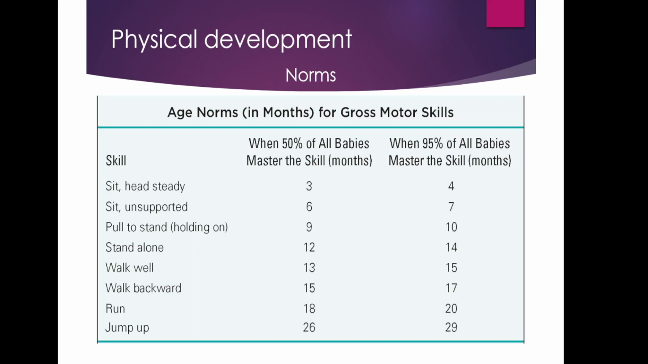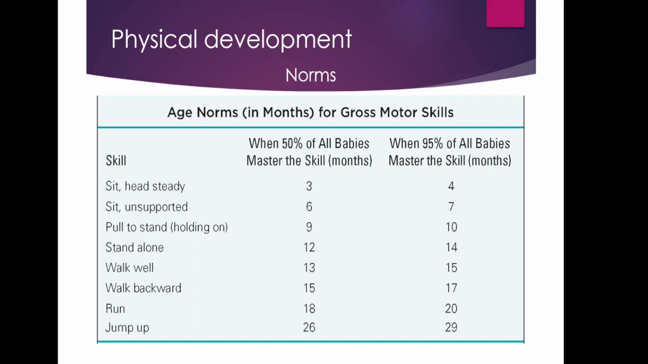So part of the reason why norms are so important is because if you have a baby who is, let's say, 5 months old and is not yet able to sit with their head steady, then you know that there might be something wrong. That's a really important aspect of norms, to help us to identify someone early on that might be having a problem. That's a really important function of norms.